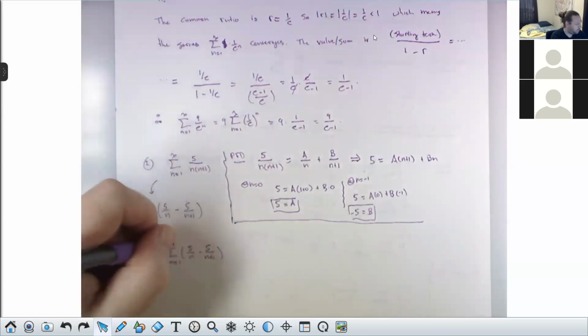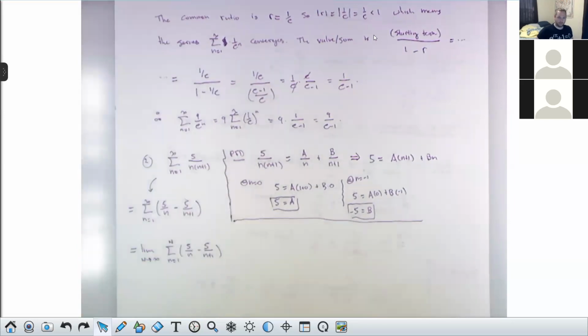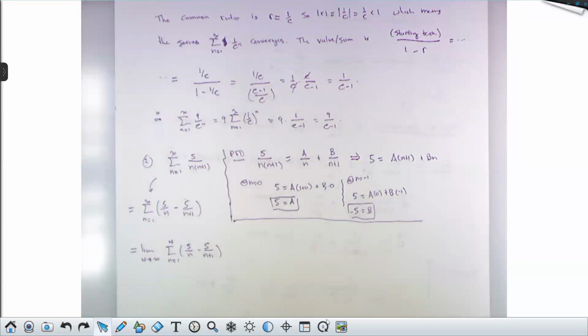And this should remind you a lot of type 1 improper integrals, where you rewrite the integral from 1 to infinity as the limit as r goes to infinity of the integral from 1 to r. We're doing exactly the same thing here. The sum from n equals 1 to infinity is the limit as capital N goes to infinity of the sum from 1 to capital N. The reason we do that is because we cannot work directly with this thing, but we can work directly with this thing.